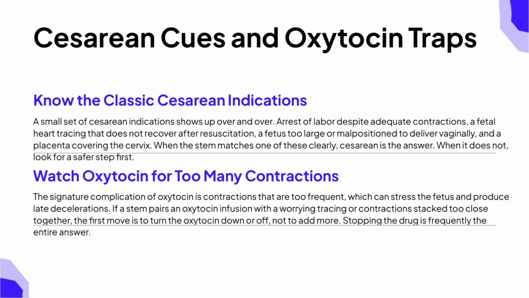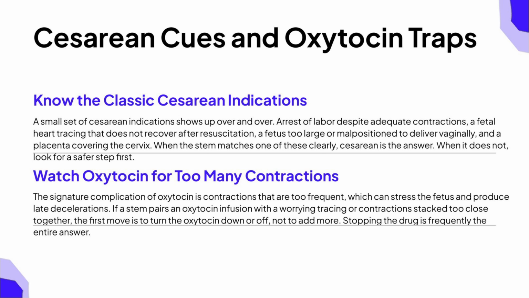Let us pull together the cesarean and oxytocin patterns because these are the highest yield decision points in this entire topic. First, know the classic cesarean indications cold, because a small set of them appears again and again. They are arrest of labor despite adequate contractions, a fetal heart tracing that does not recover even after you resuscitate, a fetus that is too large or in a position that prevents vaginal delivery, and a placenta that is covering the cervix. When the vignette clearly matches one of these, cesarean delivery is the answer. When it does not match cleanly, that is your signal to look for a safer intermediate step first.